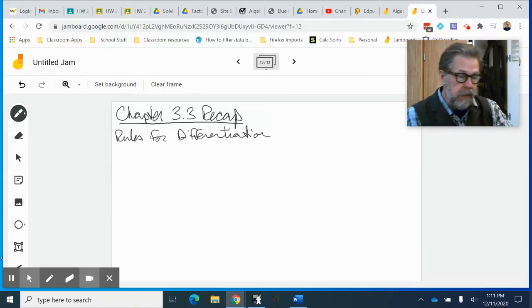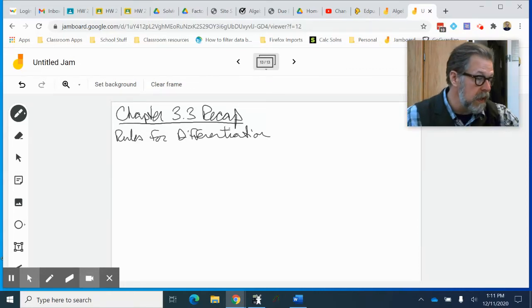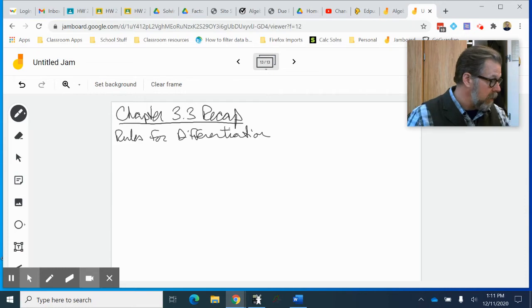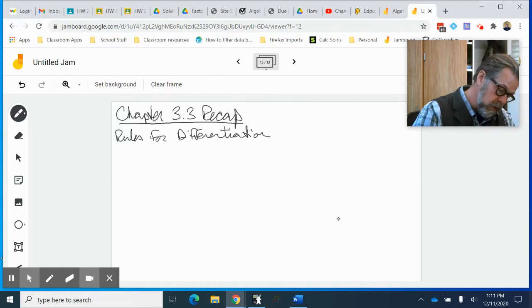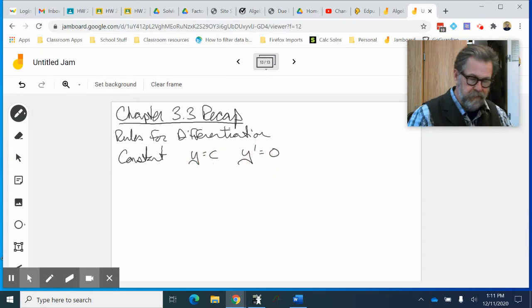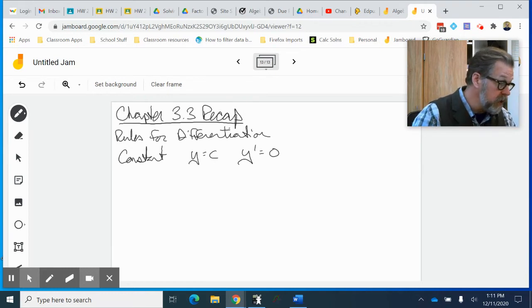All right, quick recap. What do you need to know about rules for differentiation? Guys, there's the constant rule, the constant function rule. If y equals a constant, then the derivative is zero. Constants don't have a rate of change.